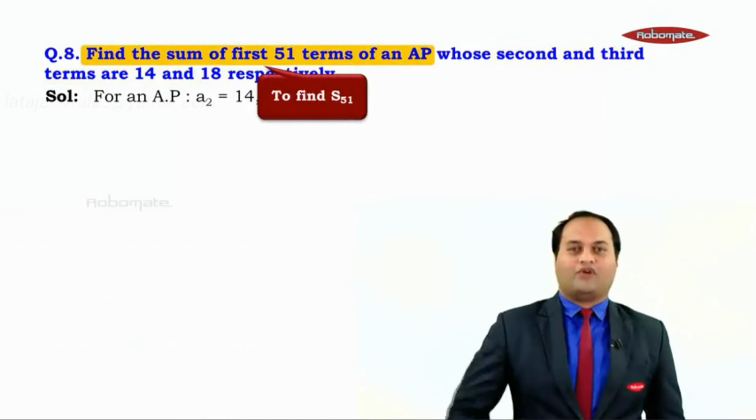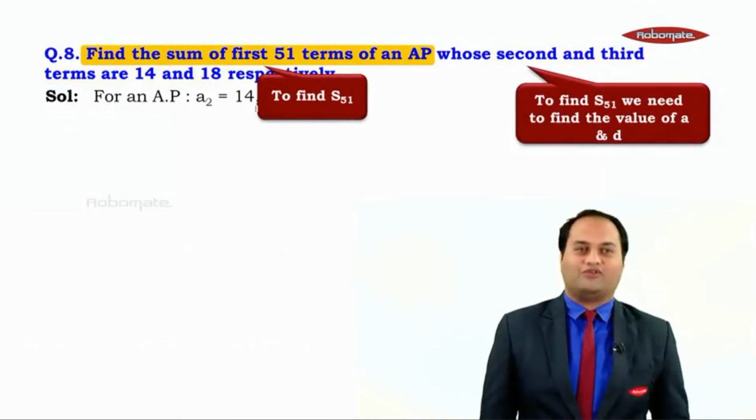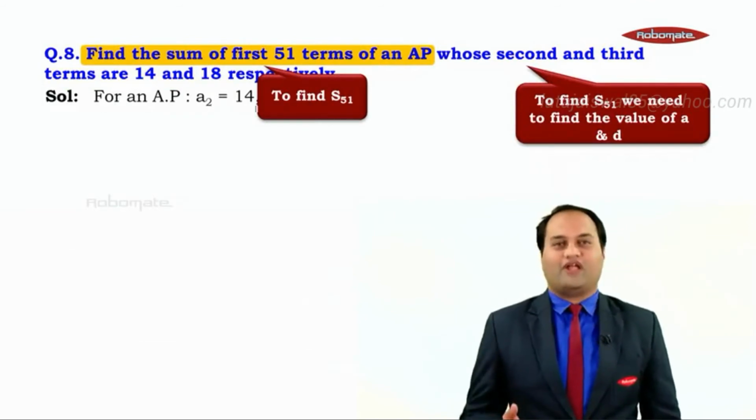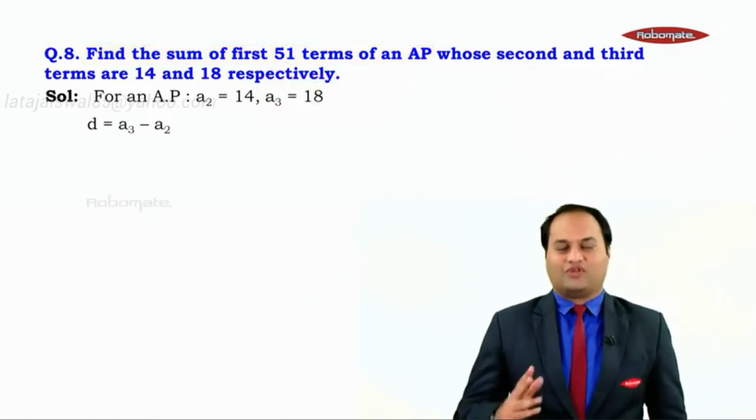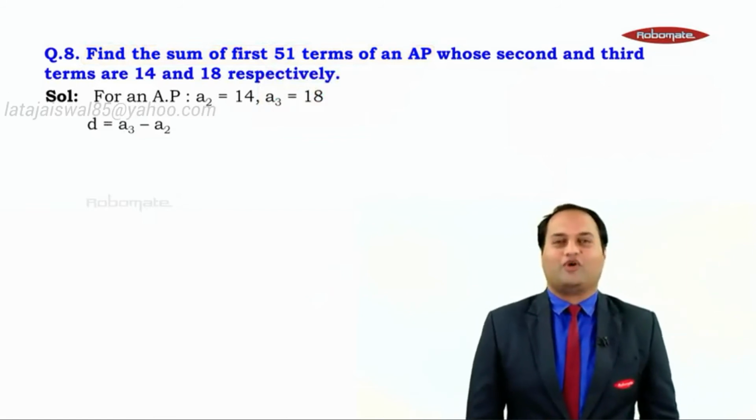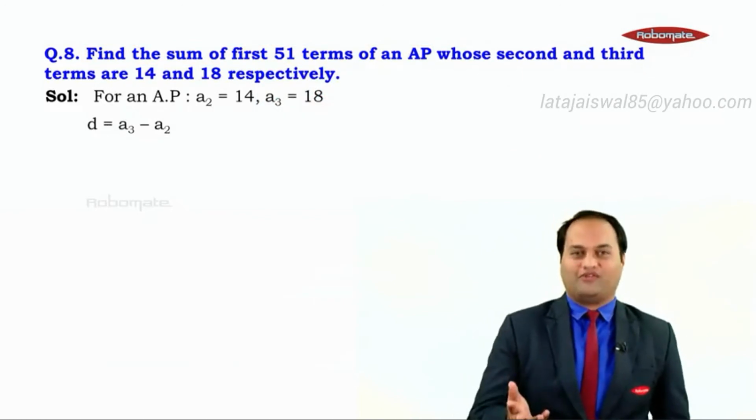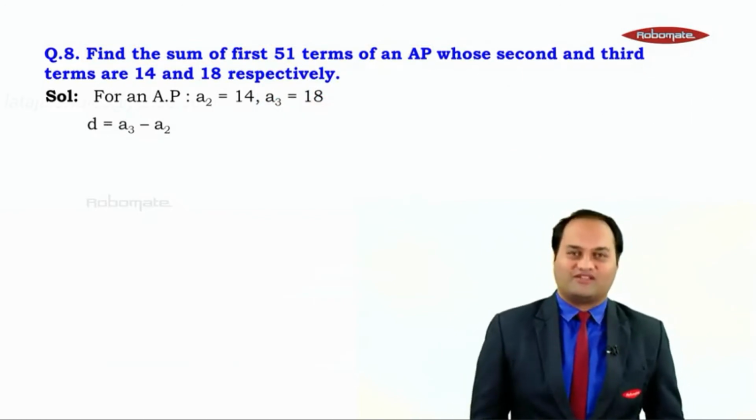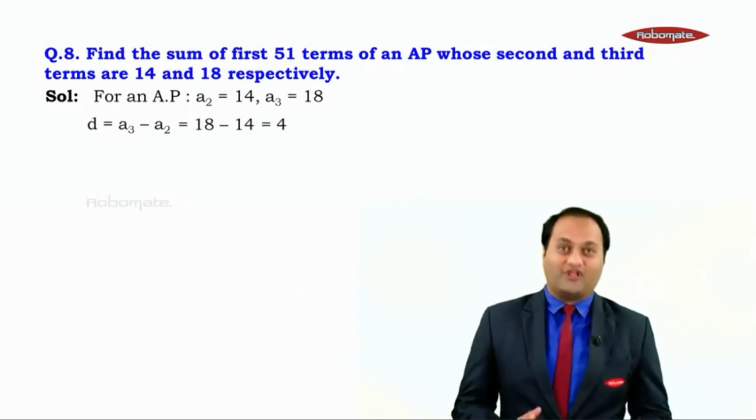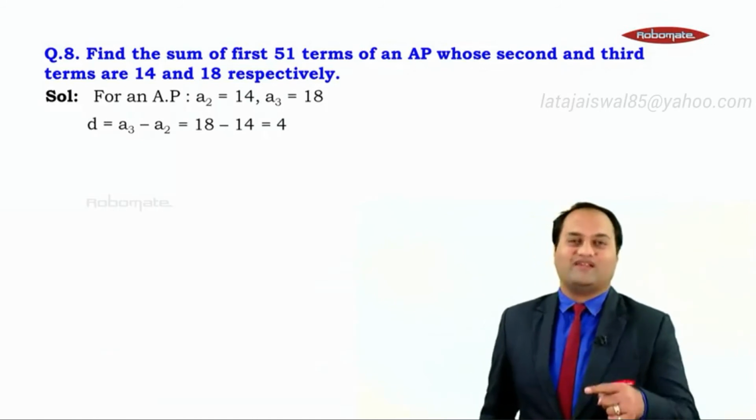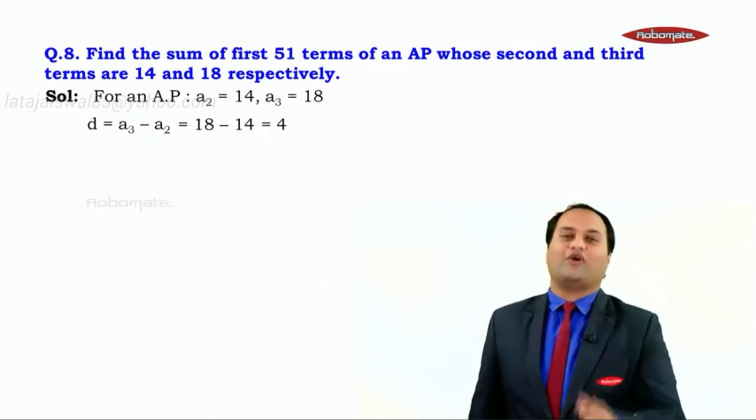Clear? We are supposed to find S51, and to find S51 we would need the values of A and D. From where we will get the values of A and D? From A2 and A3, right? So let's do it. We know that D is also equal to A3 minus A2, right? D is the difference between two consecutive terms. So D is equal to A3 minus A2, which is equal to 18 minus 14, which is equal to 4. So the good thing about this sum is A2 and A3, two consecutive terms are given to us. So we can directly find D. D is equal to A3 minus A2.